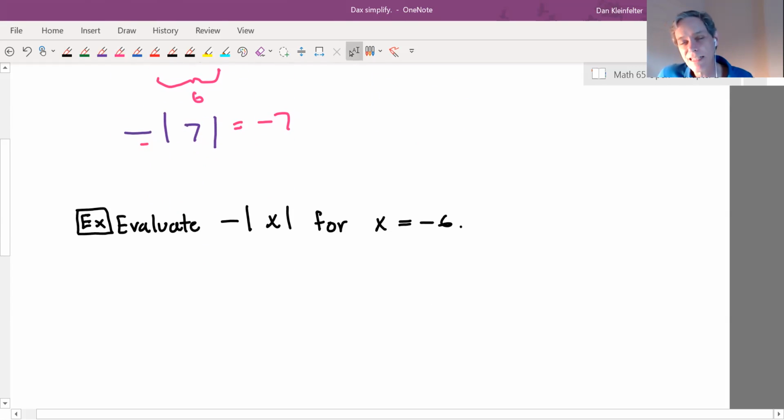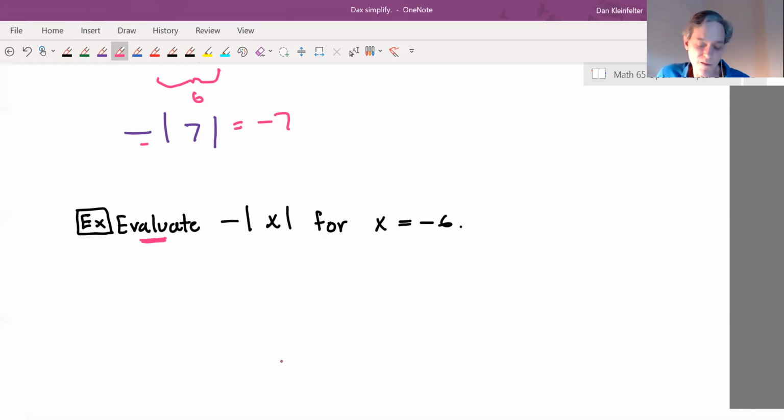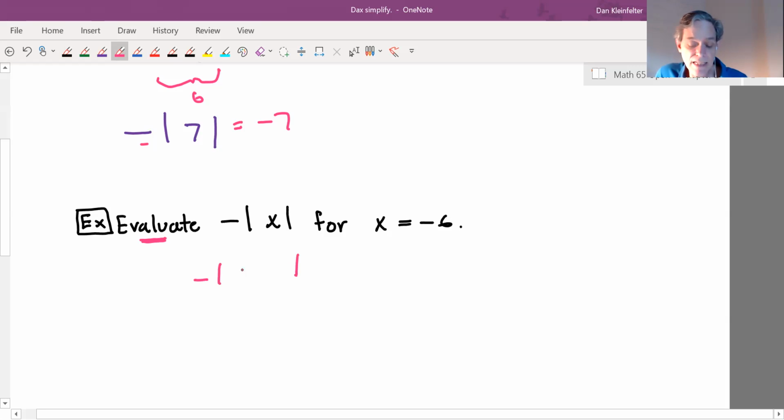Okay, last example for this section, we're going to evaluate an expression. Remember that evaluate, the key part of that is VALU, which is most of the word value, right? So we're finding the value of something. And so we want to evaluate the opposite of the absolute value of x for x equaling negative 6. What that means for us to do is take the expression and replace the x with whatever x is equal to. In this case, it is negative 6.